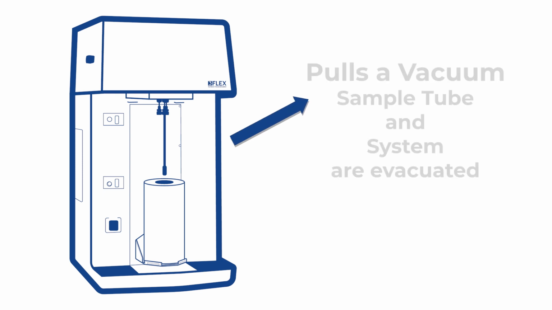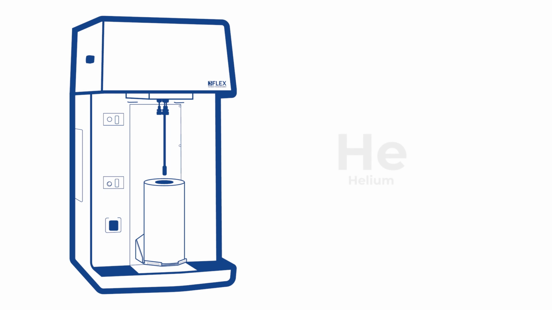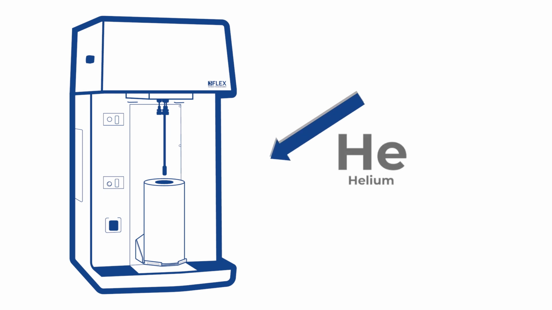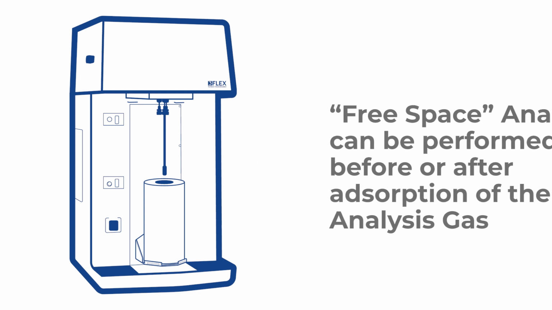First, the instrument pulls a vacuum and the sample tube and system are evacuated. Next, helium is brought into the system to determine the volume that the sample is not occupying. The helium is then removed so the analysis gas can be dosed into the sample tube. Users have the option of performing this free space analysis before or after adsorption of the analysis gas.